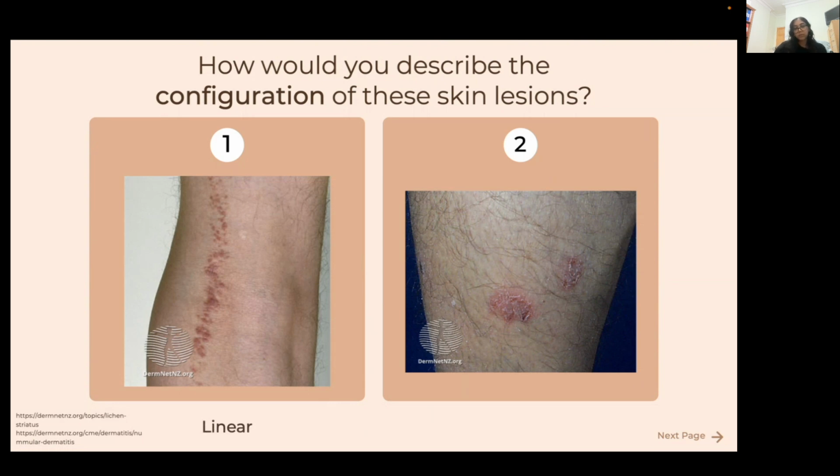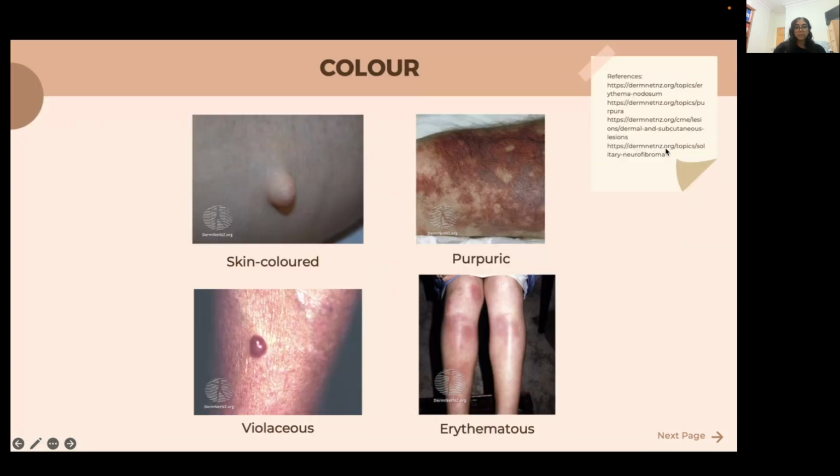So number one, I would describe as linear because we can see that it's forming a clear line. And then number two, I can see why I would say disseminated as well, but I think disseminated kind of applies to when there's quite a lot of lesions in the same area. Whereas here we can see that we've got two individual lesions. So we would describe these as two discrete lesions. Nice. So that's configuration. Distribution I'll come back to in a second.